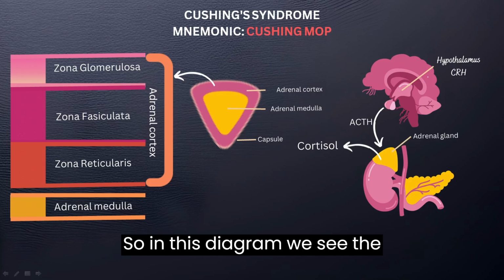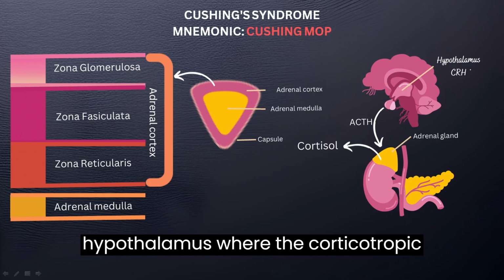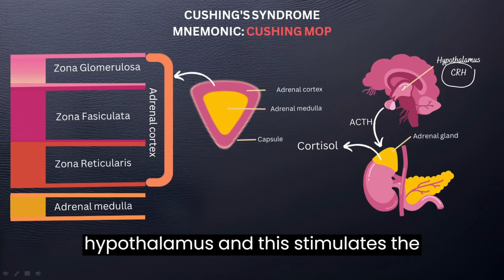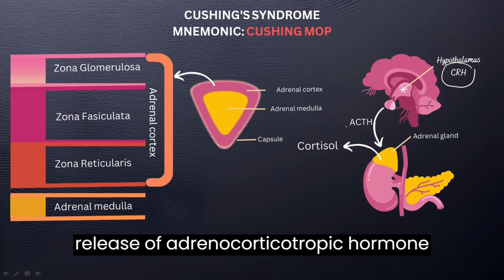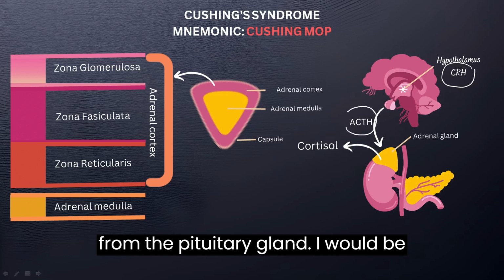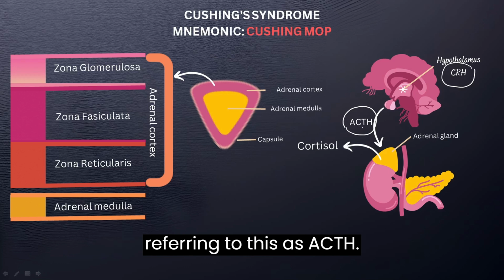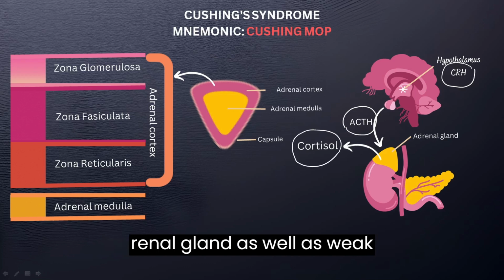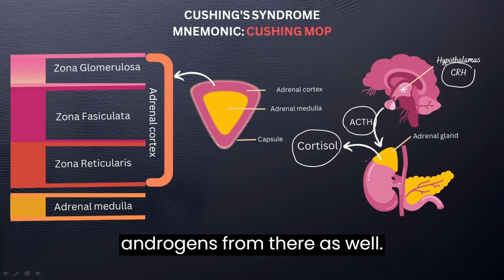So, in this diagram, we see the hypothalamus with the corticotropic releasing hormone right here on the right. This hormone is made from the paraventricular nucleus in the hypothalamus, and this stimulates the release of adrenocorticotropic hormone from the pituitary gland. I will be referring to this as ACTH. ACTH in turn regulates the release of cortisol from the suprarenal gland, as well as weak androgens from there as well.